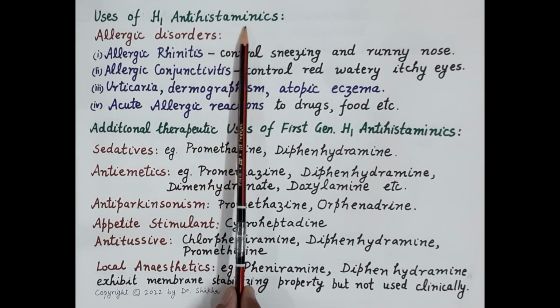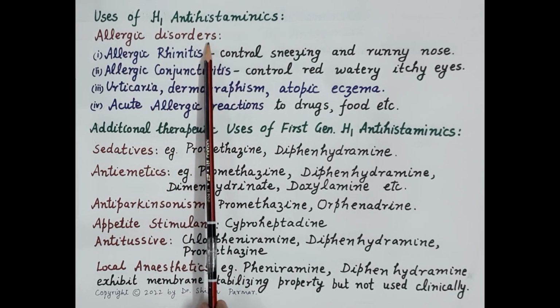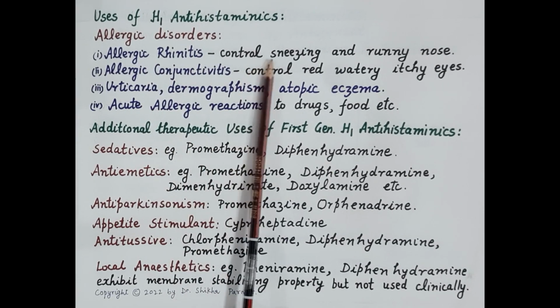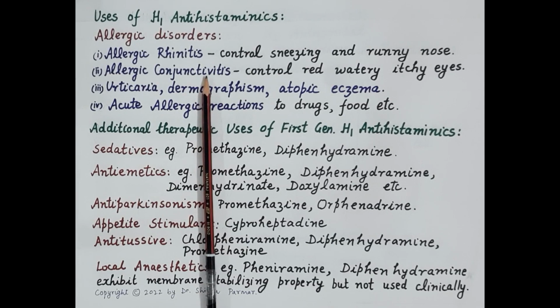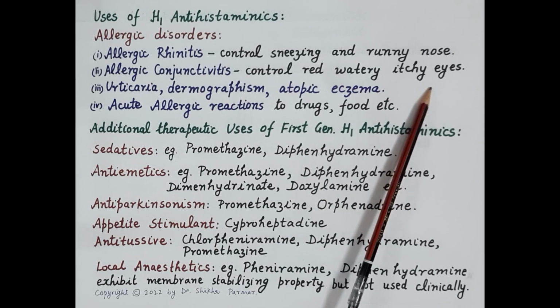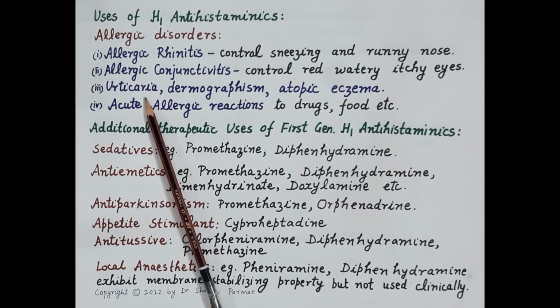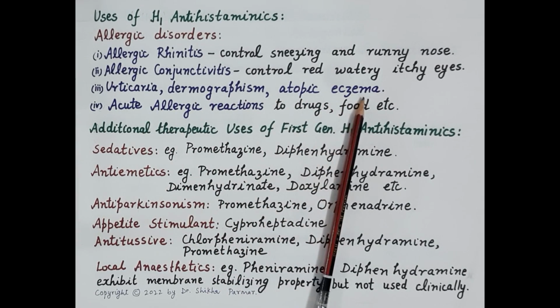Now let's discuss uses of H1 antihistaminics. All H1 antihistaminics, that is first generation as well as second generation, are indicated in the treatment and management of allergic disorders. These drugs control symptoms of allergic rhinitis like sneezing and runny nose. In allergic conjunctivitis, these drugs control symptoms of red, watery, itchy eyes. Another allergic indication is allergic skin disorders like urticaria, dermographism, atopic eczema. These are all allergic skin conditions.